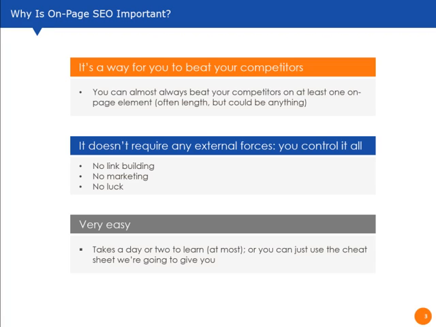And most of all, on-page SEO really is very easy. It takes a day or two to learn, or you can at least just use our cheat sheet that we're going to give you here in a little bit. So it's in your control. You can look at what your competitors are doing, and if they're only writing 1,500 word articles, one simple thing you could do is write a 3,000 word article, and there you've beaten them on at least one on-page SEO element.